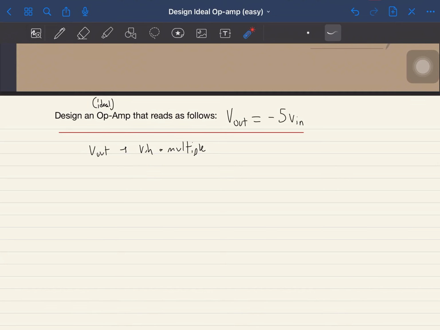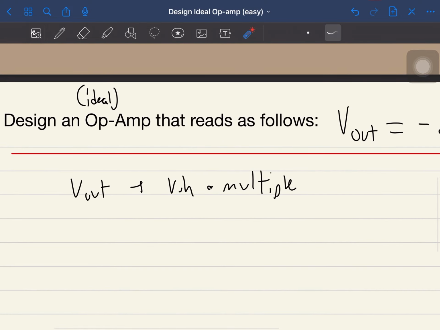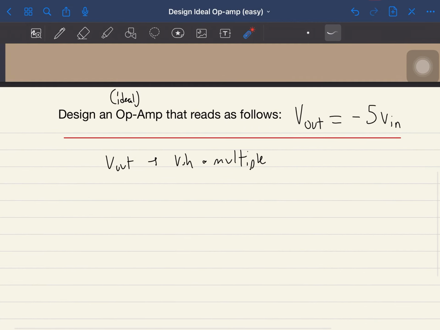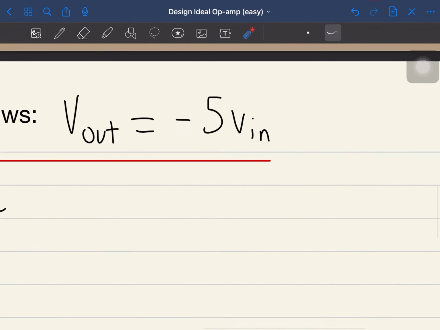Hey everyone, so today for my first video we'll be going over how to design an ideal op amp that reads as V out equals negative 5 V in. So what we need to first look at is V out will always be V in times a multiple.